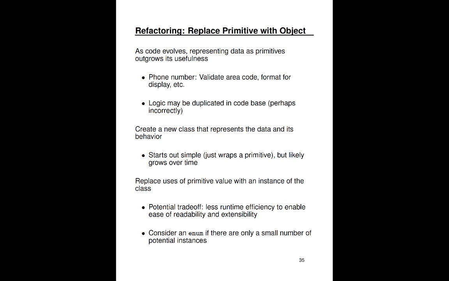One of the nice things about primitives in these languages is that they are more efficient at runtime, but you're making a trade-off. You're saying, okay, I'll give up a little bit of real or perceived runtime efficiency in order to have a code base that is easier to reuse and easier to extend. When you realize that you've got a primitive that has outlived its usefulness, you might want to consider using an enum type, especially if there are only a small number of potential instances of the class that you introduce.